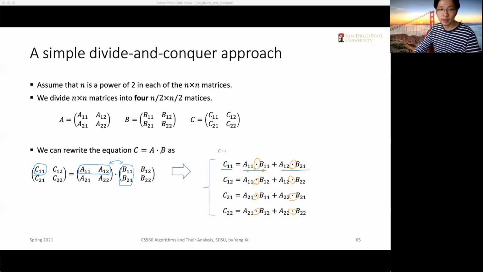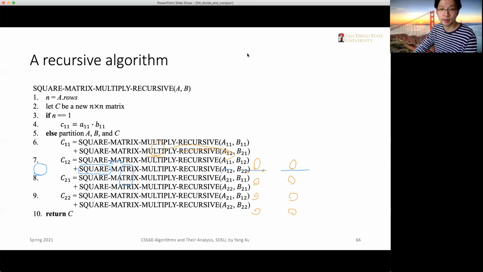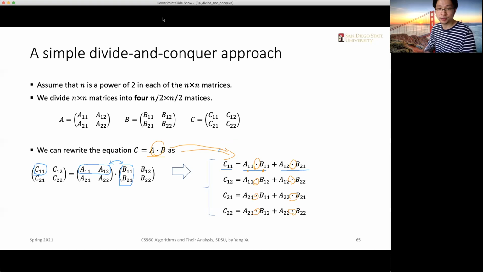So we basically convert this original problem, the multiplication between A and B, into 8 subproblems. Based on the results of this division, we can write a divide and conquer algorithm in a recursive style, because those smaller problems, such as the multiplication between A11 and B11, are just smaller instances of the original problem.